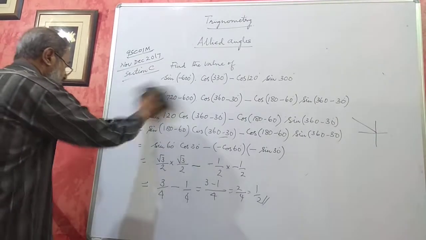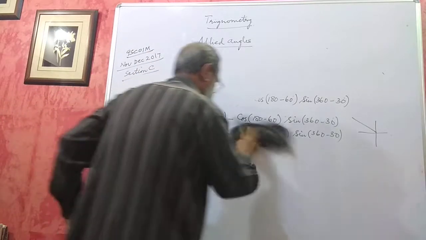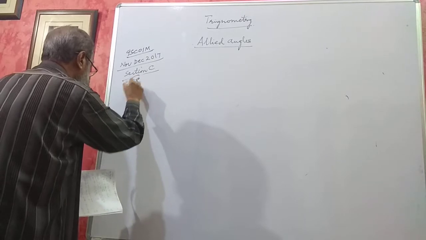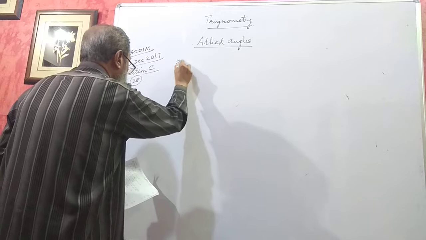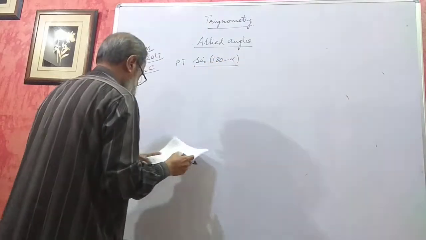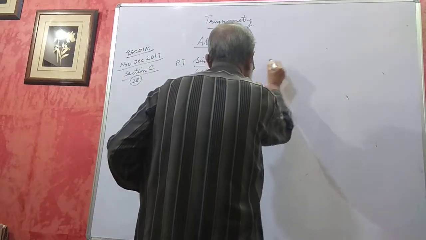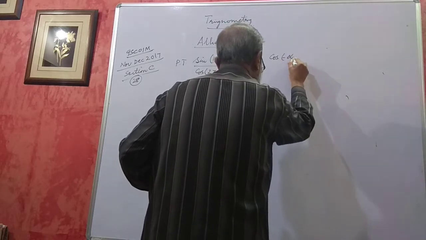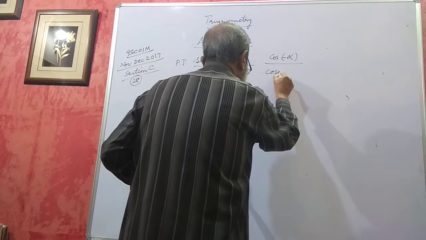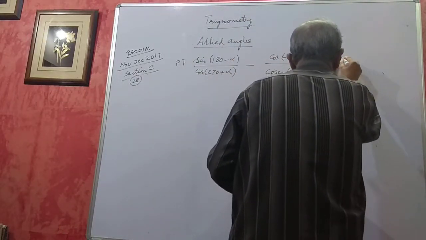Next, problem number 28, same paper, Section C, again for 5 marks. Prove that sine of 180 minus alpha divided by cos of 270 plus alpha, minus cos of minus alpha divided by cosecant of 90 plus alpha, is equal to sine square alpha.